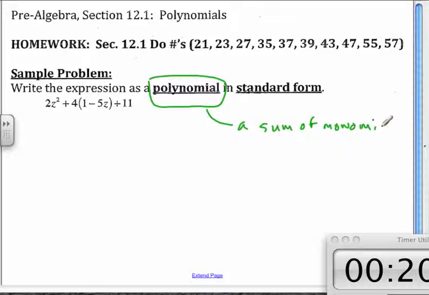Okay, so we need to talk about what monomials are. Mono meaning one, right? Let's see if this, there it is. Okay, mono means one or one term.